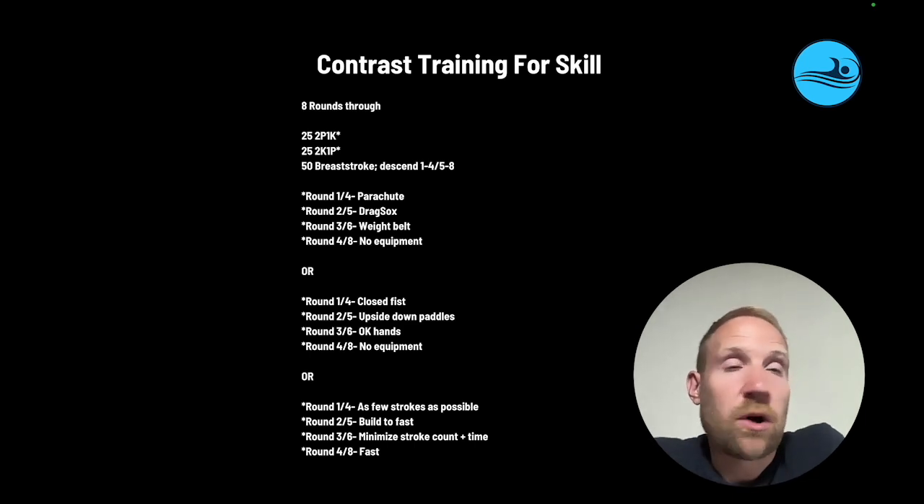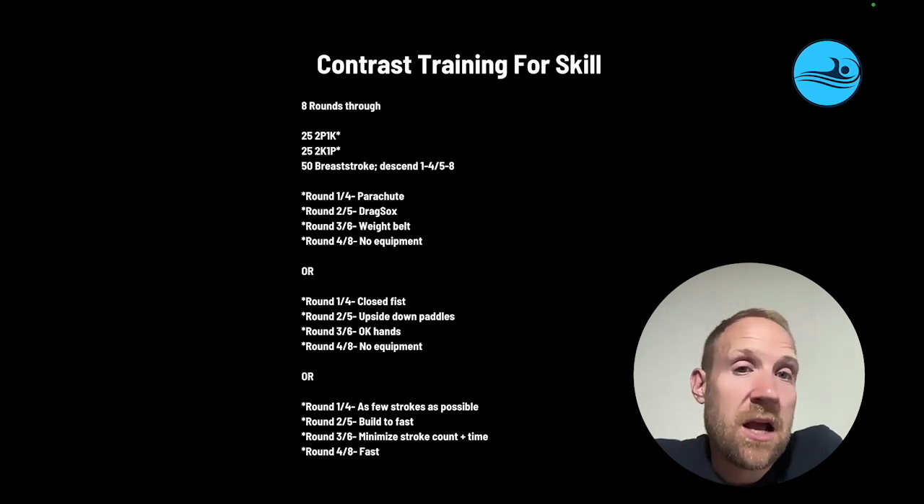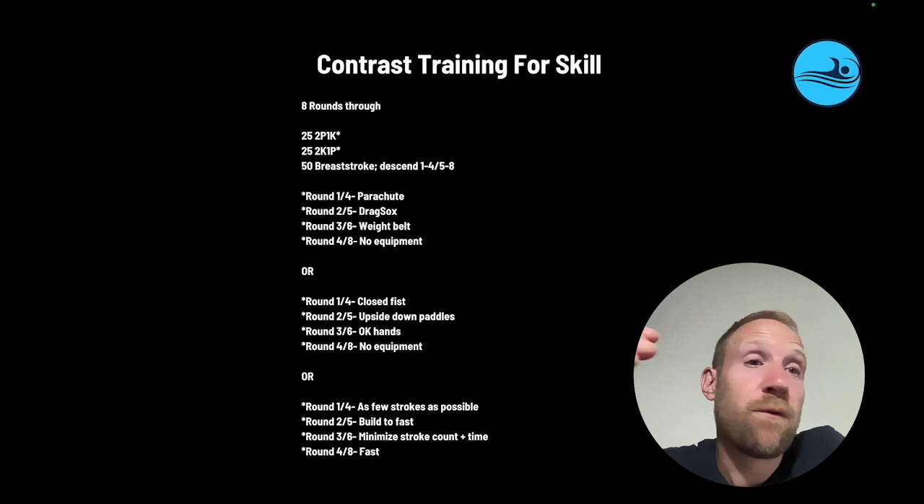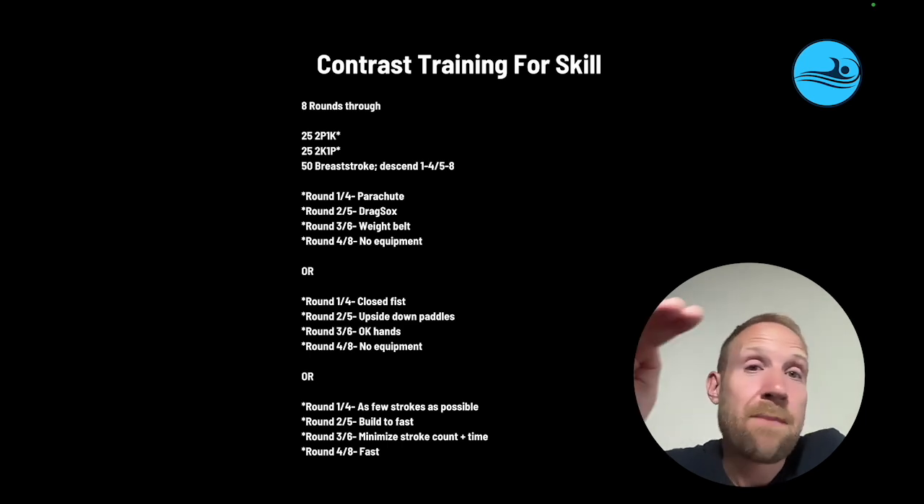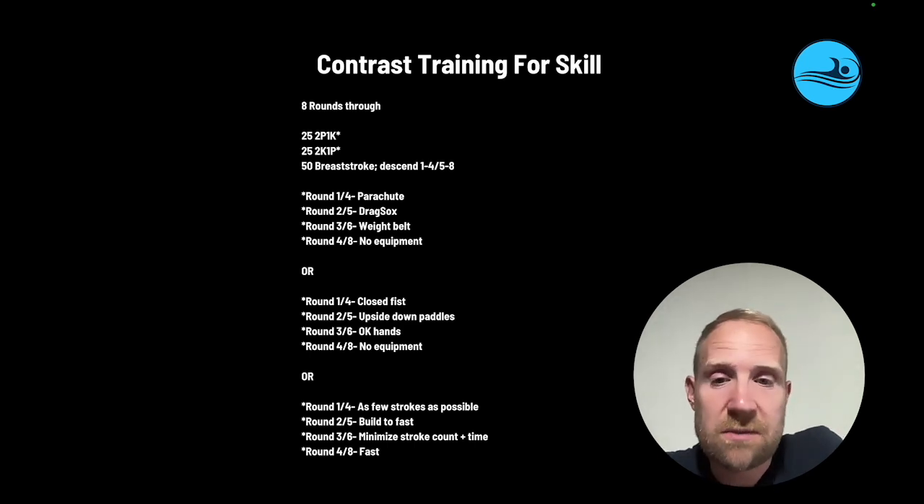So the first set, we're going to alternate between parachute, drag socks, weight belt, and no equipment. And each of those is going to feel very different. It's going to challenge the skills in different ways, and that's going to help swimmers learn. Same thing with the different hand postures. That's also going to change what they feel, what they experience, and it's going to influence what they learn. It's going to force them to do something different, and that means they have the chance to learn how to swim differently.